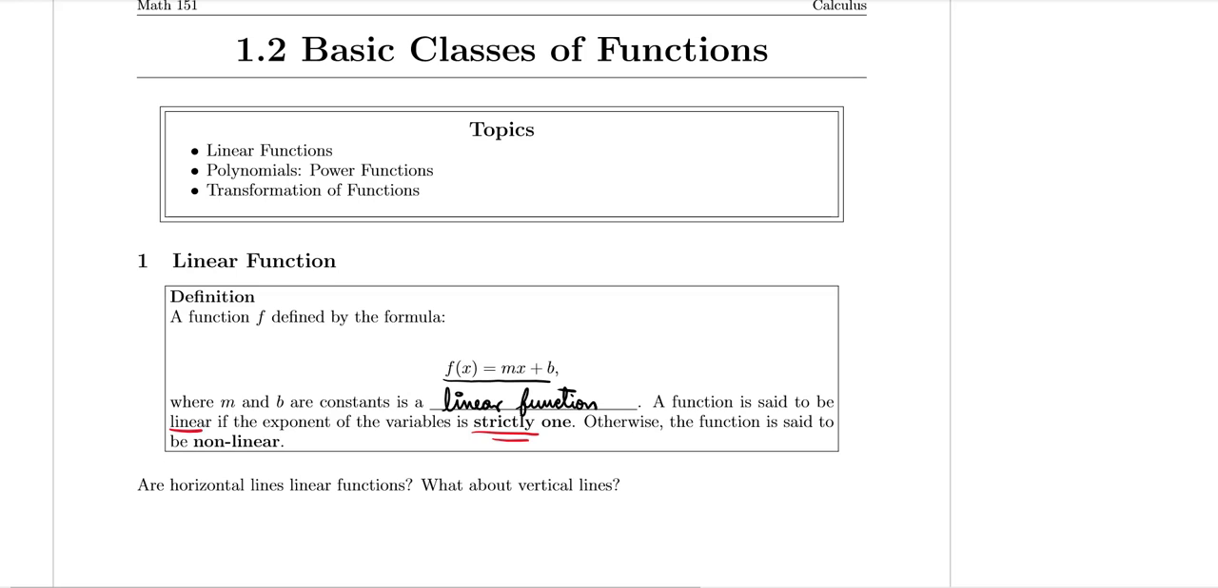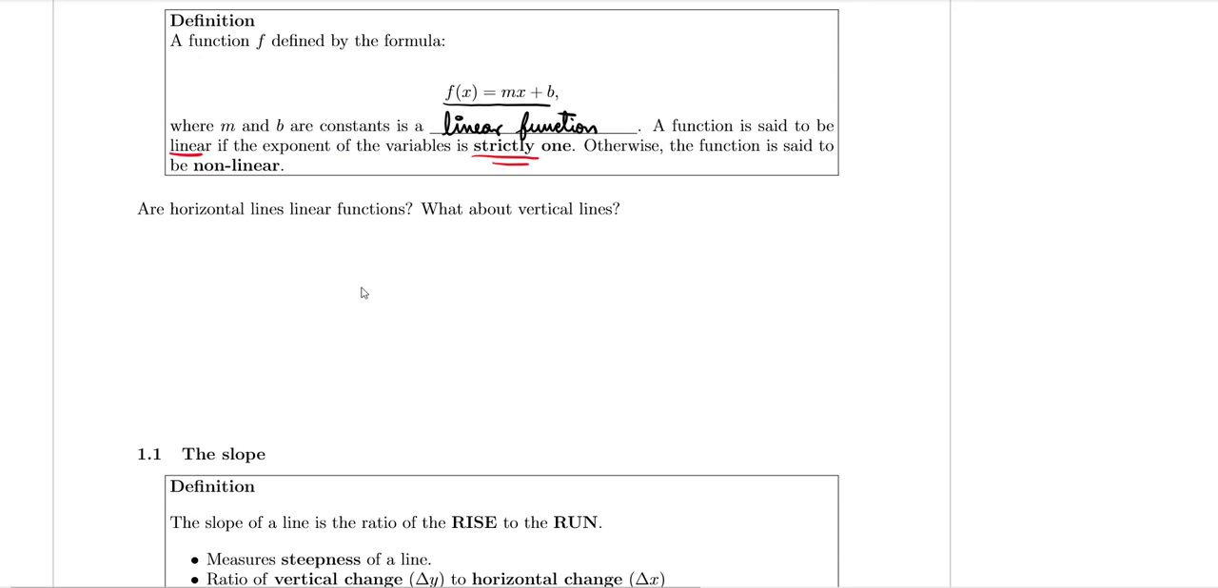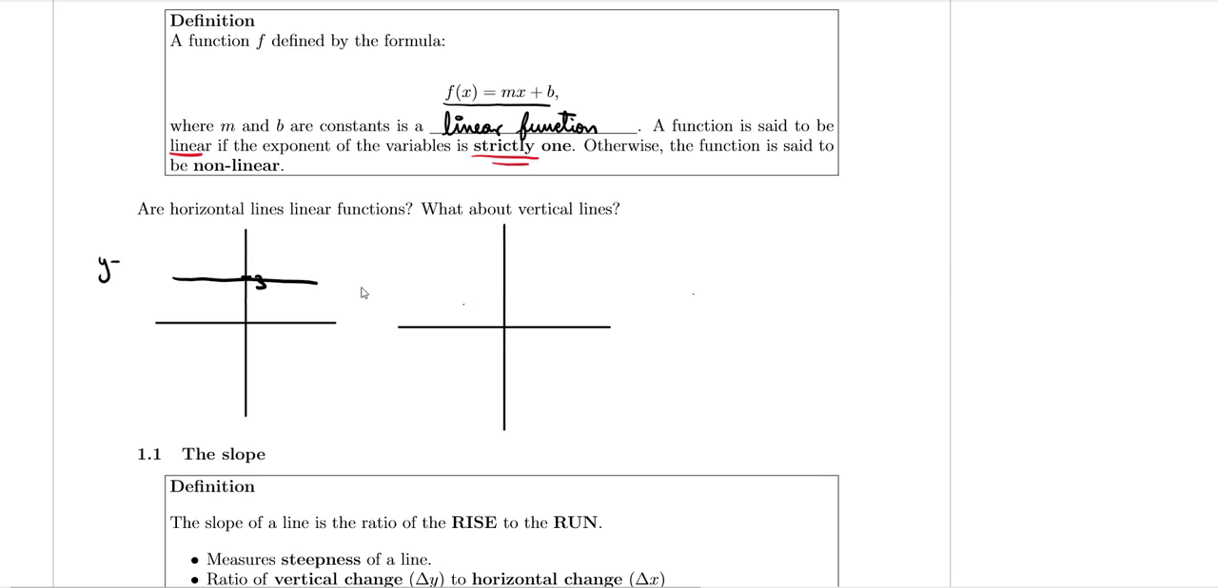Now, here's a question for you guys. Are horizontal lines linear functions? What about vertical lines? Well, let's see how they look. A horizontal line is just going to look like this. Let's say that here's a value at 3, and here we have the line y equals 3. Now, is this a linear function?